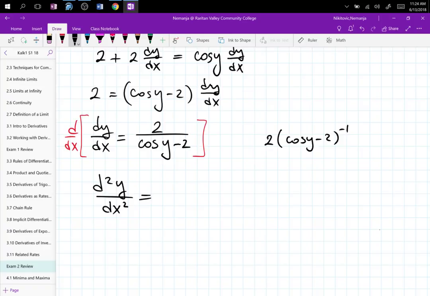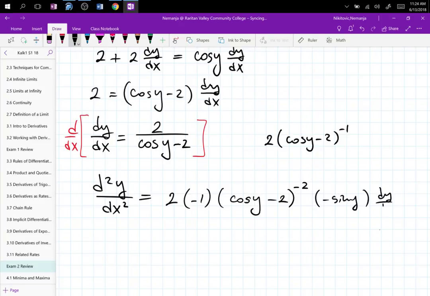So now if I am taking the derivative, I copy the 2. Then I take negative 1 down, copy the guts, right? So that's cosine y minus 2 to the negative 2 times the derivative of the inside, which is derivative of cosine is negative sine y. And then I have to follow with dy dx because I took the derivative of y. So yeah, it's a little bit convoluted, but it's the solution, right? If I write that problem as chain rule, then I don't have to worry about quotient rule. So now I just have to put all of these minus signs together.